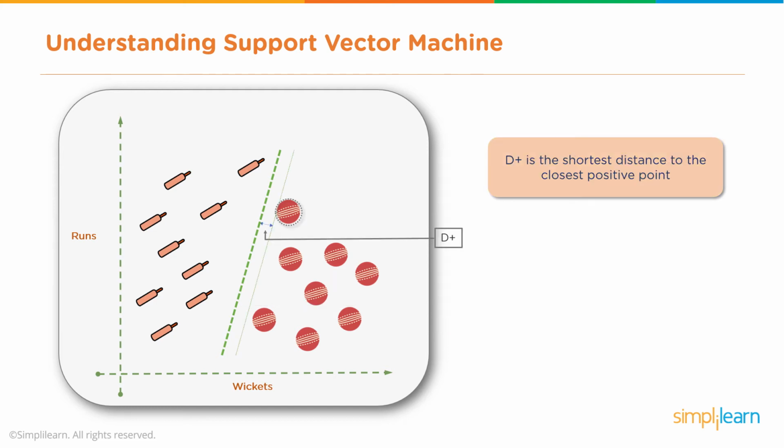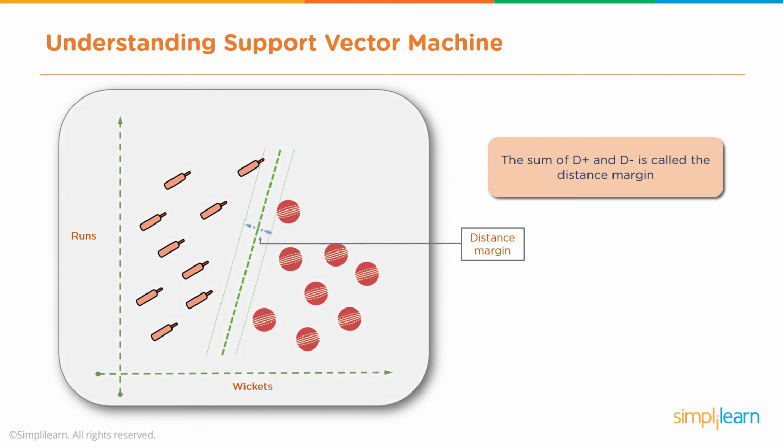So, sometimes called the positive hyperplane, d plus is the shortest distance to the closest positive point, and d minus, sometimes called the negative hyperplane, is the shortest distance to the closest negative point. And the sum of d positive and d negative is called the distance margin. So if you calculate those two distances and add them up, that's the distance margin. And we always want to maximize that.